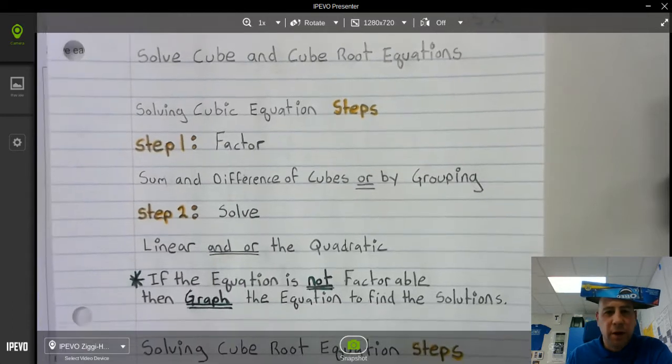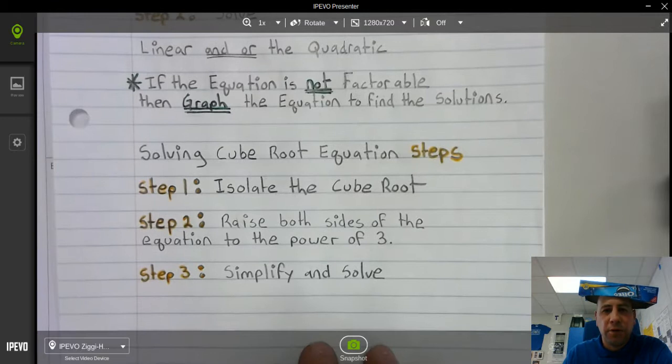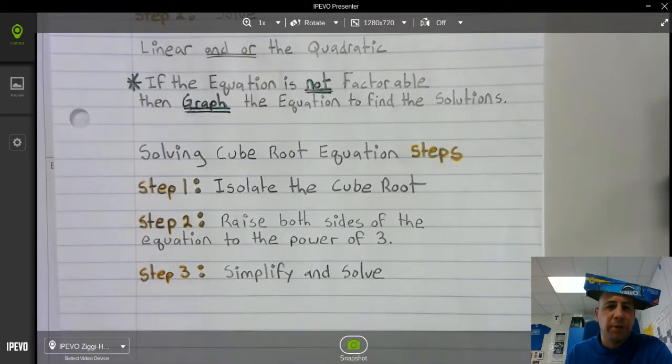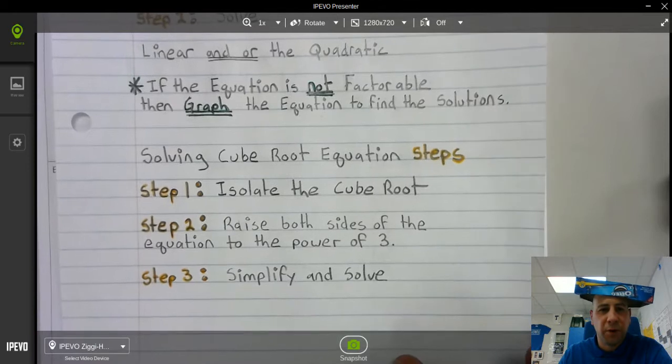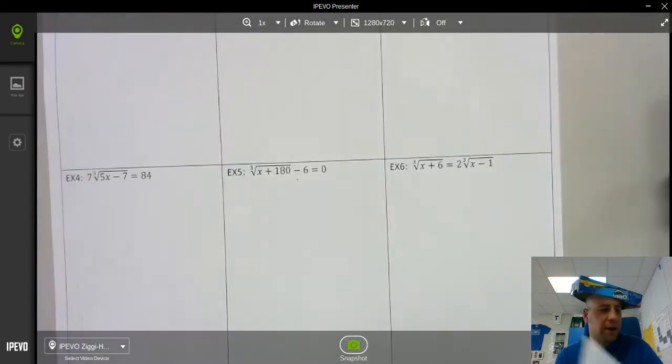Now let's look at the notes for solving cube root equation steps. Step 1, isolate the cube root. Step 2, raise both sides of the equation to the power of 3. Step 3, simplify and solve. Pause the video and update the rest of your notes. I'm assuming your notes are updated, so let's look at the examples.